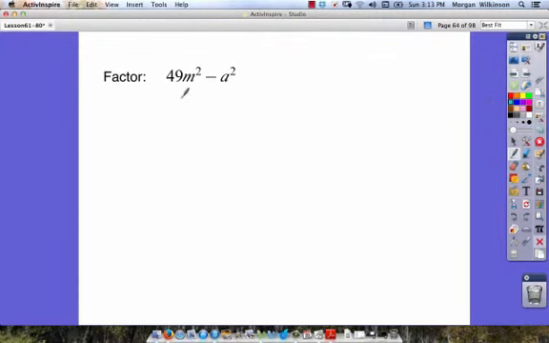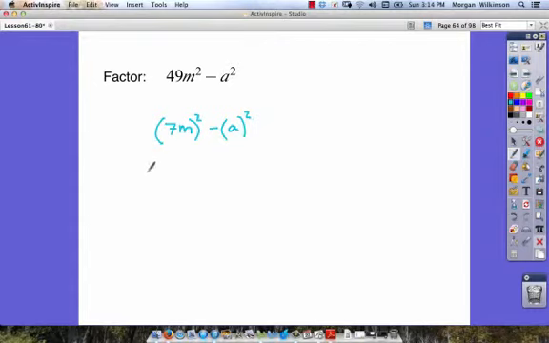Here we have 49m squared minus a squared. So we've got to find what squared gives us 49m squared. Or what's the square root of 49m squared? That must be 7m. And then we must square that. Minus, well, the square root of a squared is just a, squared.